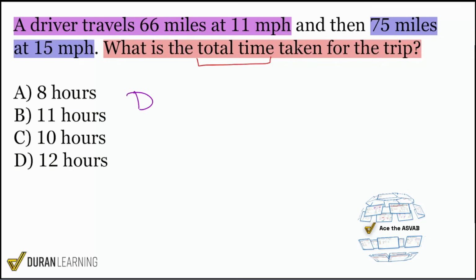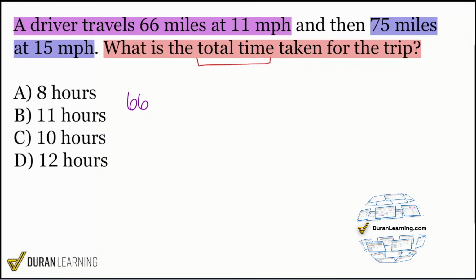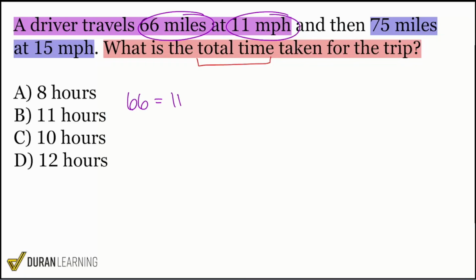So here we go. To find the time for the first part, we'll plug in the distance where it belongs, 66 miles. The rate we'll plug in at 11 miles an hour, multiplied by the time. From there, when we set up the blue part, distance equals rate times time, so 75 miles equals the rate, which is 15 miles an hour, multiplied by time. Sweet. Now let's go ahead and find the times and add them together.